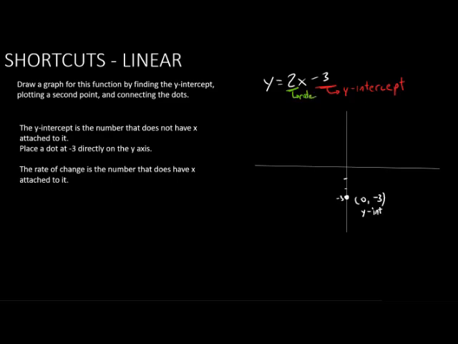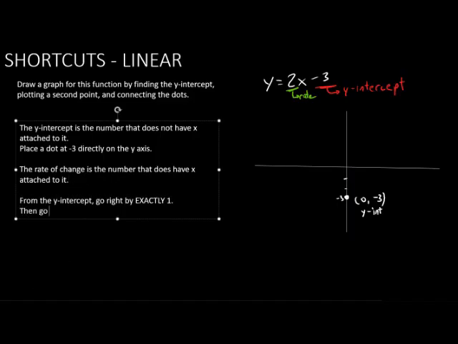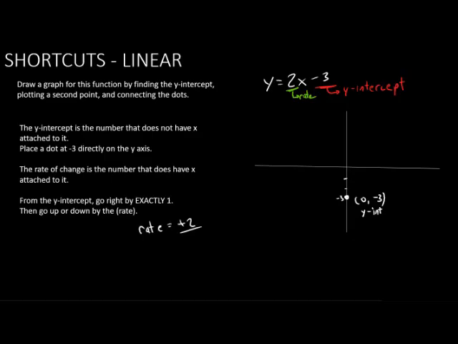What we'll do in order to make our next point is we can go right by 1 and go either up or down by whatever the rate of change is. Our rate is positive 2 in this case. Since our rate is positive 2, we will go right by 1, and then since we're positive, we'll go up 2. So on the graph, we will mark off 1 to the right in these red dashes, and then up by 2 in some more red dashes.